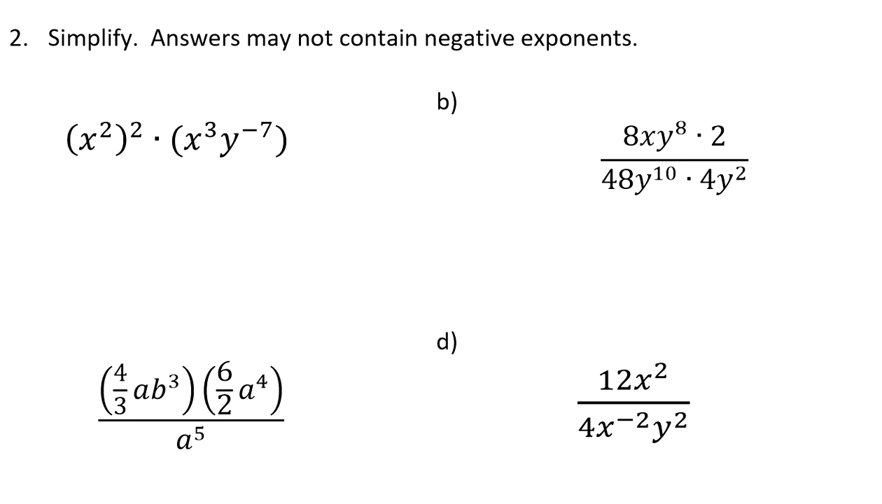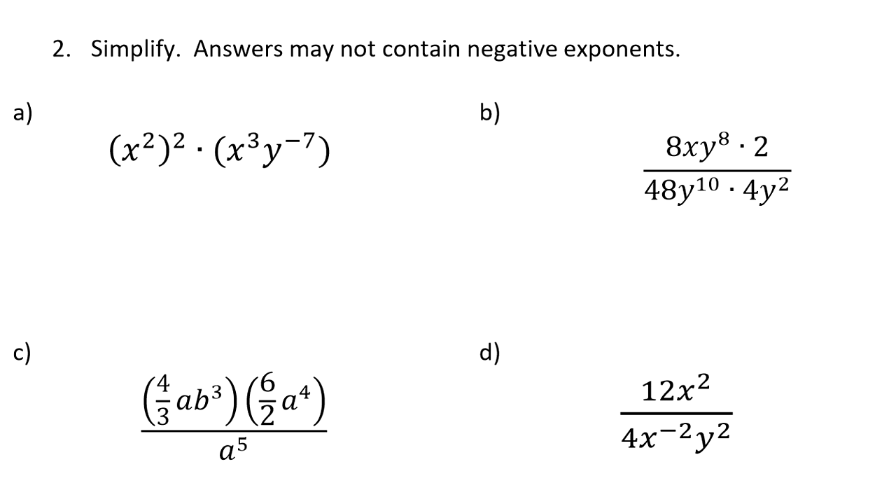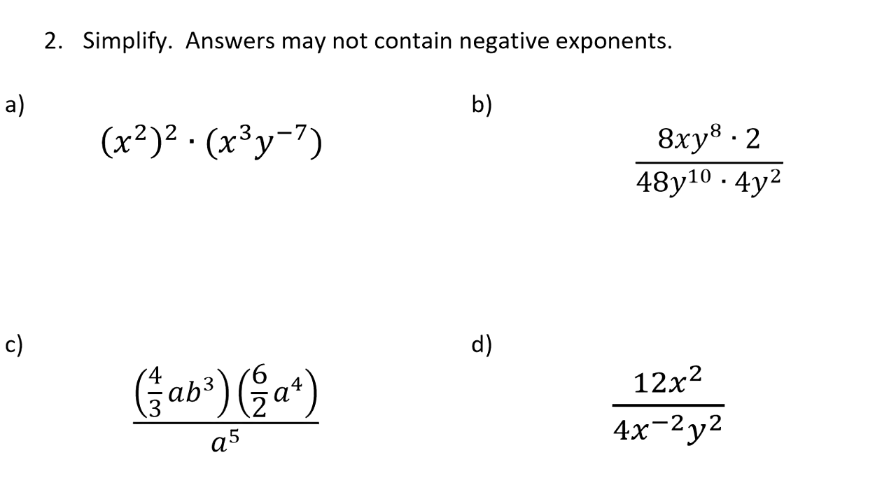So question 2 gives us 4 different expressions and we're asked to simplify those. And again, we're reminded that answers may not contain negative exponents. And another thing to remember is that answers should not contain any remaining giant ones, right? Simplification occurs when we've eliminated all possible giant ones.